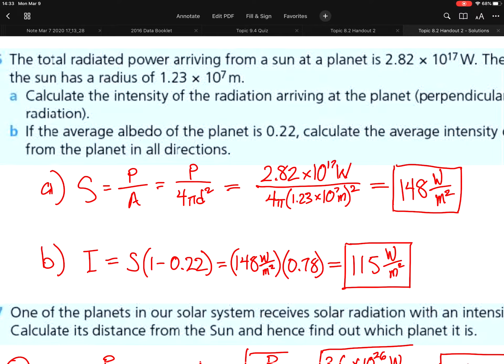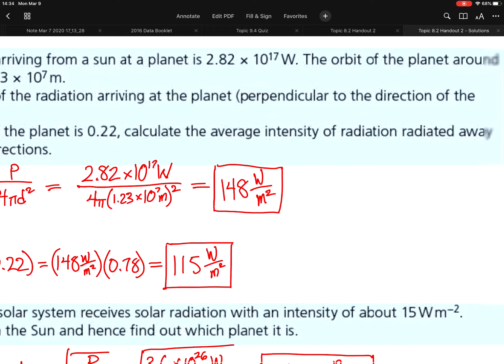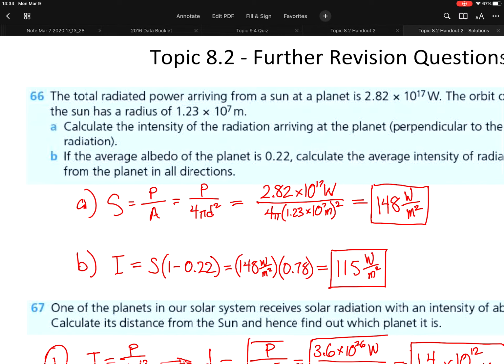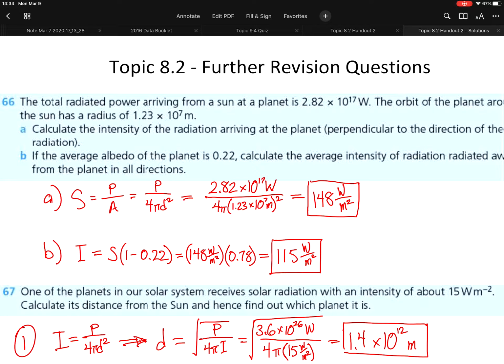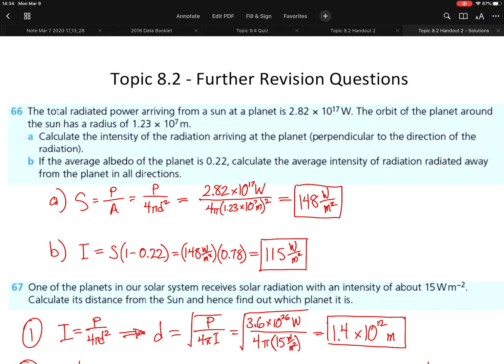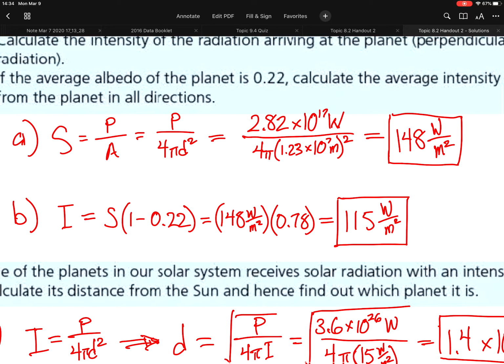meter squared. Next, for part B, we're asked to calculate the average intensity of radiation radiated away from the planet in all directions. So in order to figure that out, we have to treat the planet like a black body, okay? So we're assuming here no greenhouse effect, no greenhouse gases, and if our planet is behaving as a perfect black body, in other words, it's radiating away all of the energy that it receives, then this is the equation that we use.